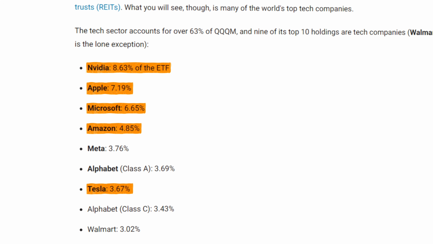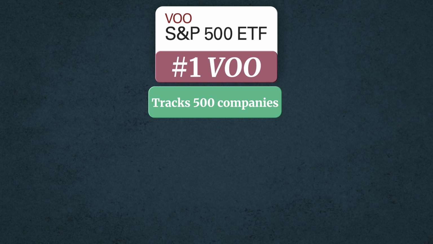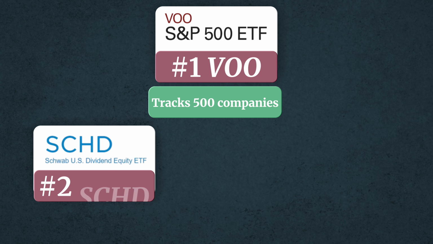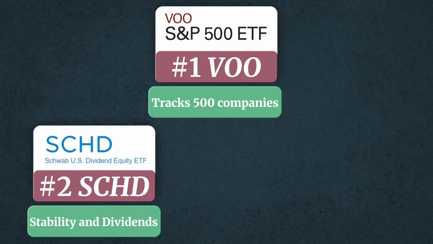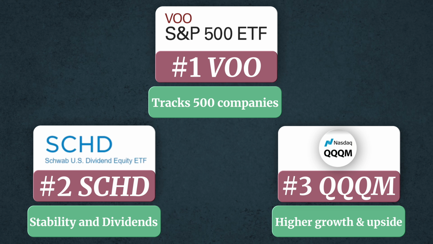So in this portfolio, we have VOO as our foundation that is going to track the 500 biggest companies in the US, SCHD for stability and dividends, and then QQQM for higher growth and higher upside. This is going to give you a portfolio that is very balanced and also grows really quickly over time.